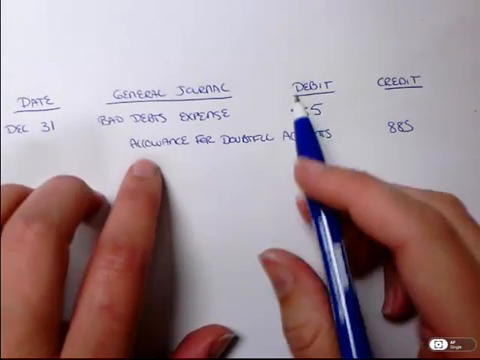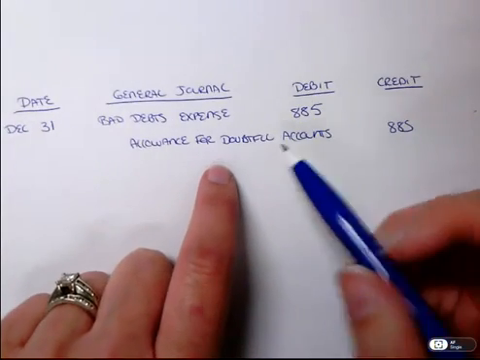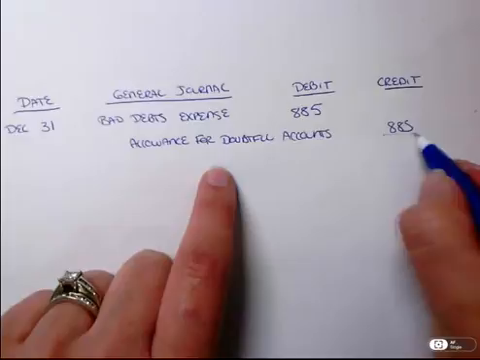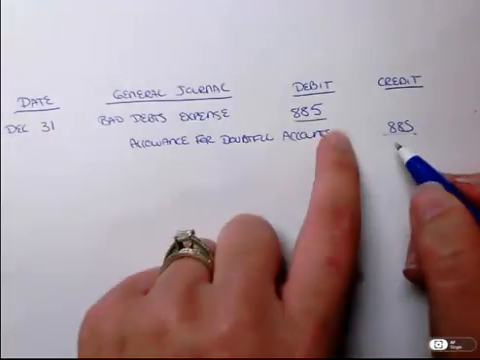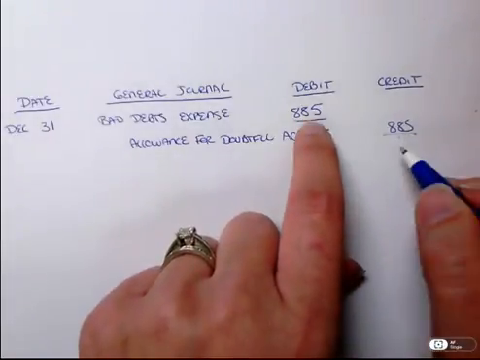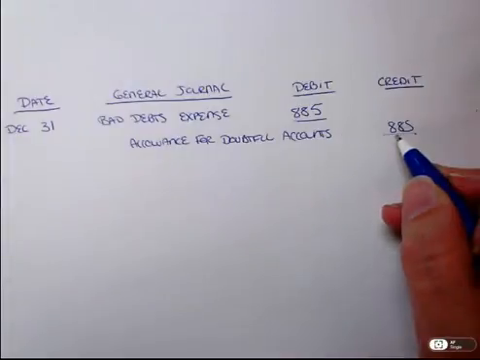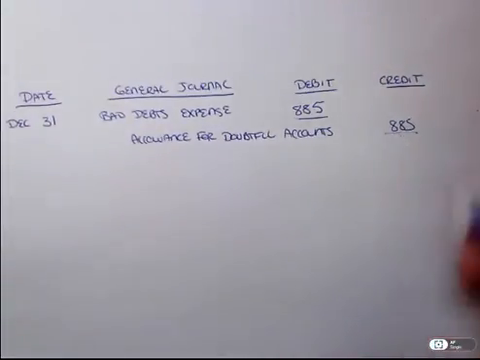Our entry using the percent of accounts receivable method will be the amount that we found was the difference from the current balance of $600 to get us to the estimate of $1,485.